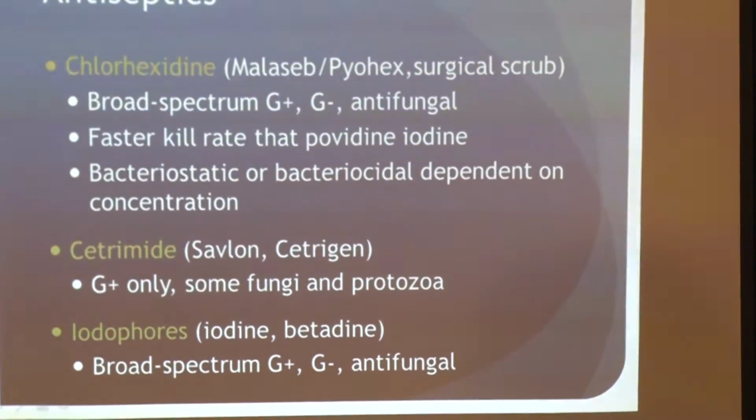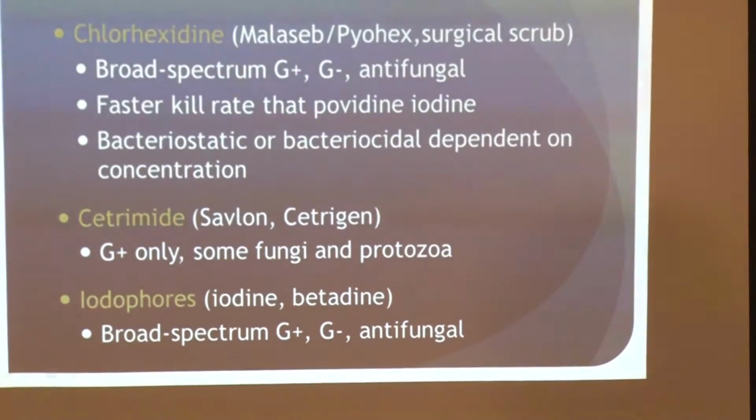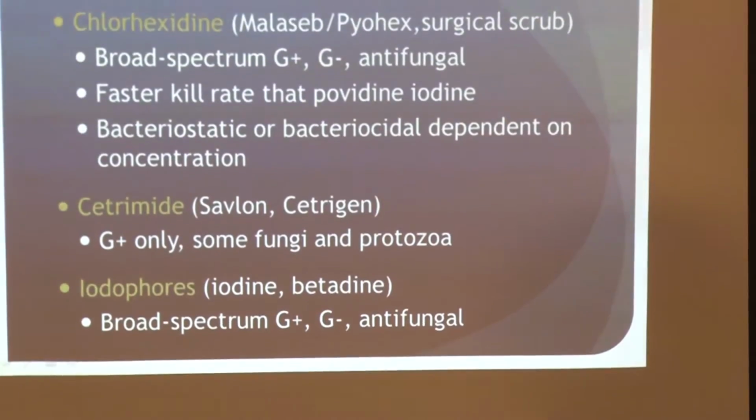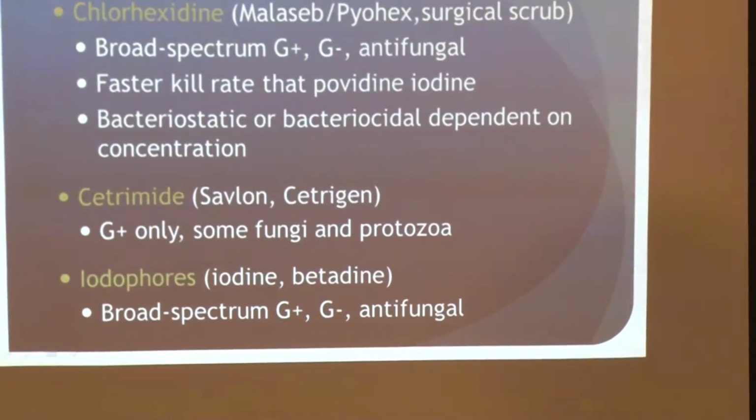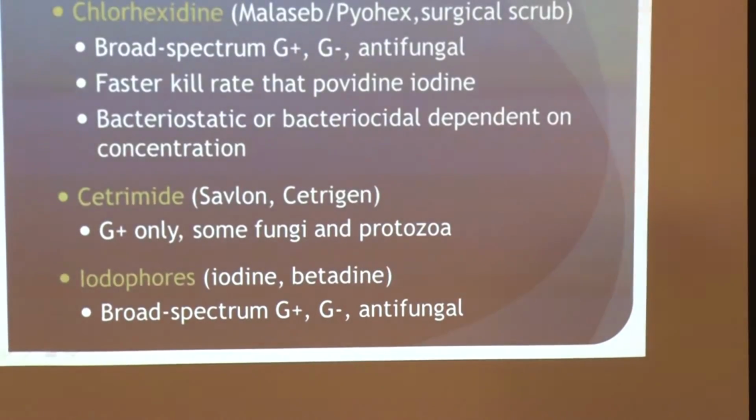Cetrimide has a narrower spectrum covering the gram-positive spectrum only, and does have some activity against fungi, yeast and protozoa. And then we have the class of iodine, Betadine, very broad spectrum again, gram-positive, gram-negative and antifungal.